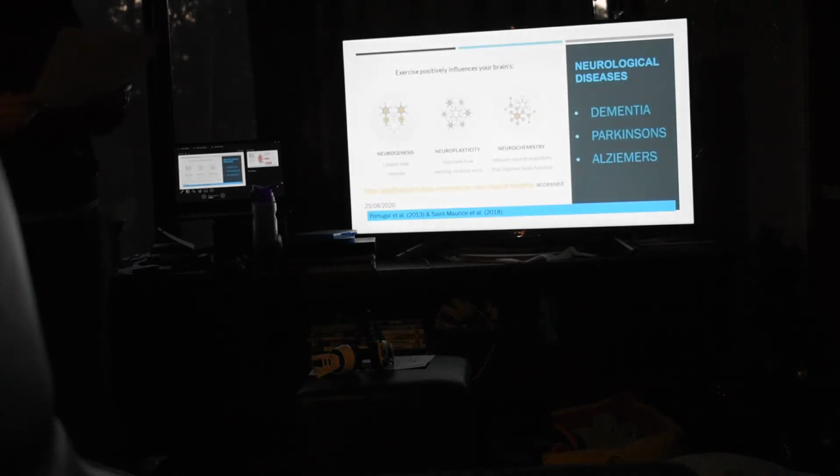So, neurological diseases. Dementia is the most prevalent neurodegenerative disease in the world, which results in progressive loss of various cognitive functions and a loss of an individual's ability to navigate life's activities. And studies have shown that physical activity alone is associated with a 28% reduction in the individual's risk of developing this disease.